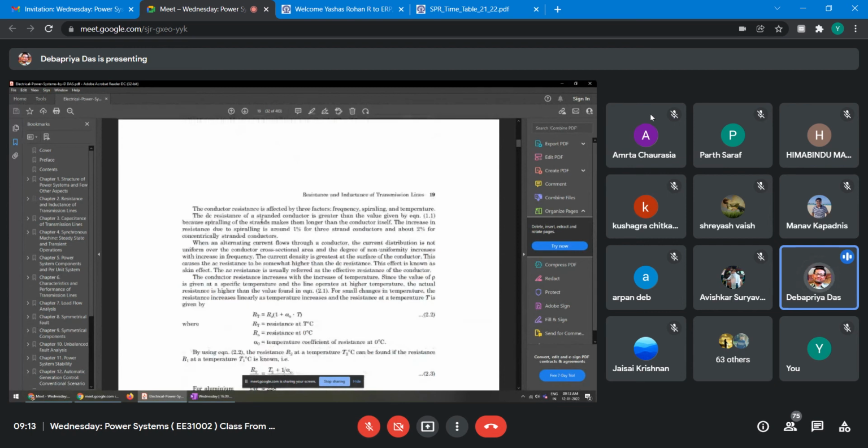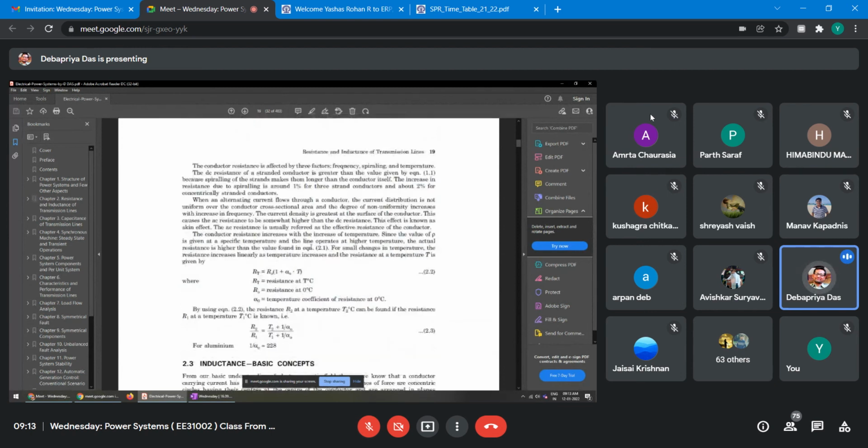So actually what happened? The conductor resistance is affected by 3 factors. One is frequency, another is spiraling, another is temperature. The different detailed analyses are there, but we will not do that. Spiraling means conductor spirals. It is not a single conductor for the overhead transmission line.